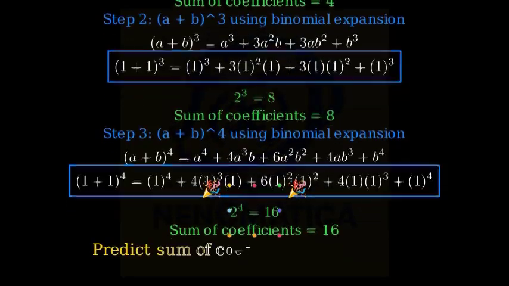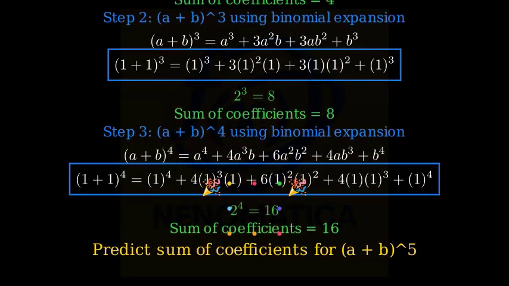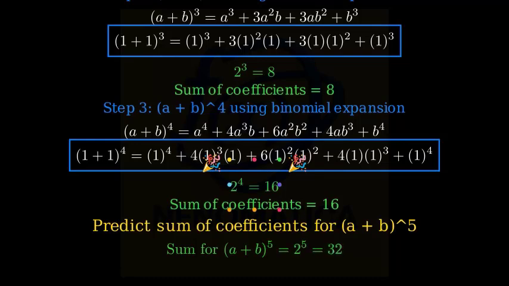Quick challenge. Can you predict the sum of coefficients for (a + b) to the fifth power? Pause and think. The pattern is 2^n, so the answer should be 2^5, which equals 32. Why does this work?